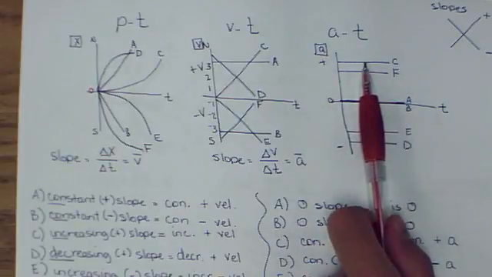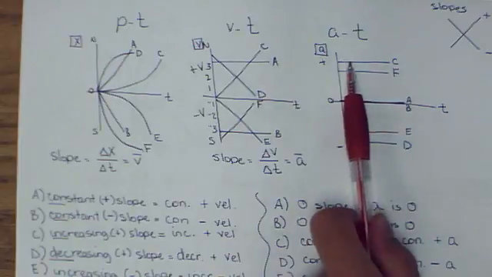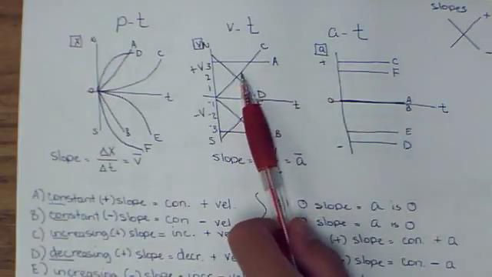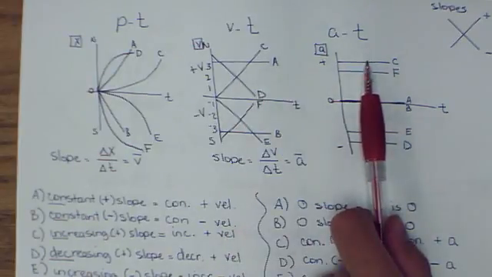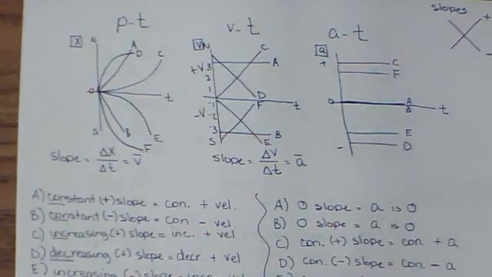It doesn't increase, it doesn't decrease, it stays the same. The velocity increases, but the acceleration is constant. That means the velocity is constantly increasing at the same rate each second. Okay, moving on to D.